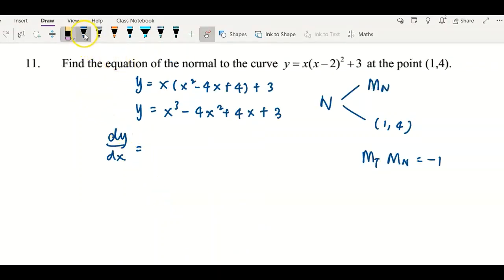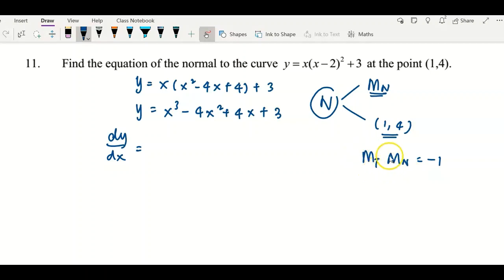For question 11, it's a similar question to question 10. Find the equation of the normal to the curve y equals x multiplied by (x minus 2) squared plus 3 at the point x equals 1, y equals 4. To get the equation of the normal, I need two pieces of information. The first is the gradient of the normal, and the second is one point which the normal passes through, that is (1, 4). To get the gradient of the normal, I use this fact: mt, the gradient of the tangent, multiplied by the gradient of the normal equals -1.